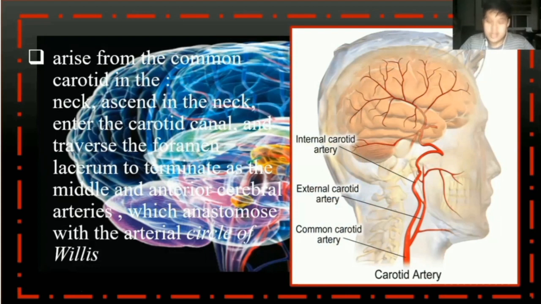So the internal carotid artery arises at the bifurcation of the common carotid artery. So the common carotid artery bifurcates into the internal carotid artery and the external carotid artery. The external carotid artery now supplies the face and the scalp area, while the internal carotid artery will continue to move into the base of the skull.